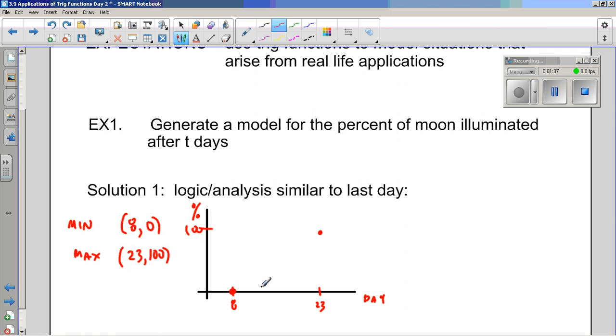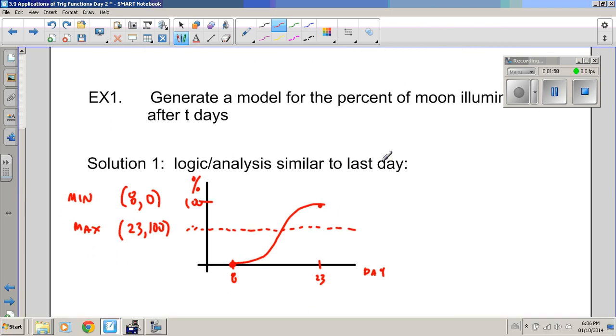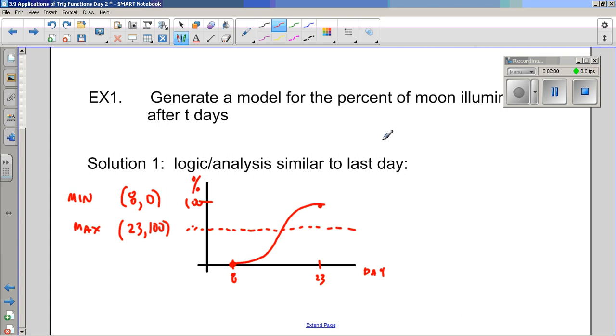And in between, notice we could have plotted all these points, but with the method that we learned yesterday, we really only needed the minimum and maximum, and assume that it's sinusoidal. Assume that it's going to be a cos function or a sine function of some sort. Which one are we going to use, by the way? It doesn't really matter, but since it starts at a minimum, probably a cos graph, right?